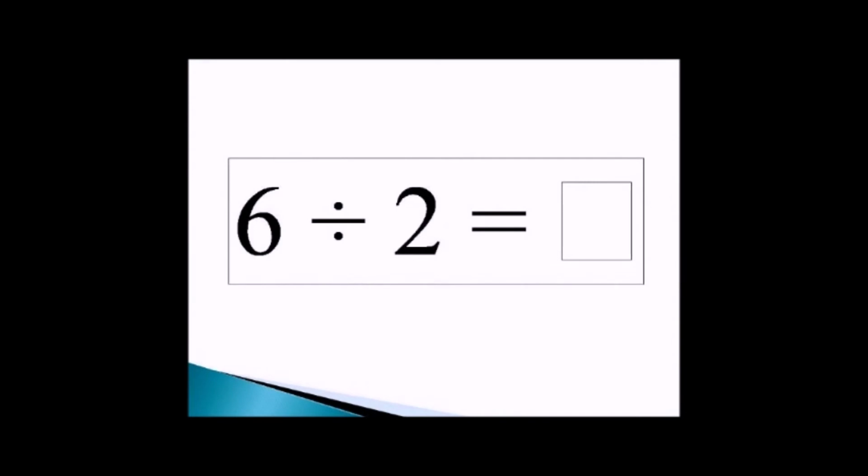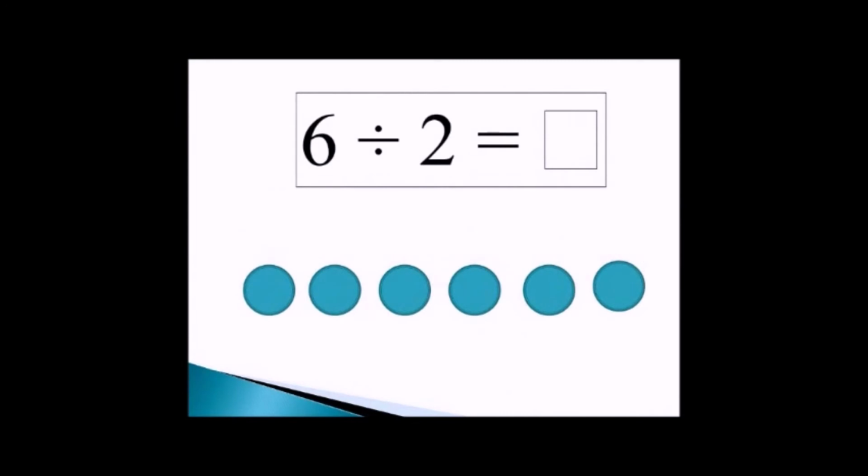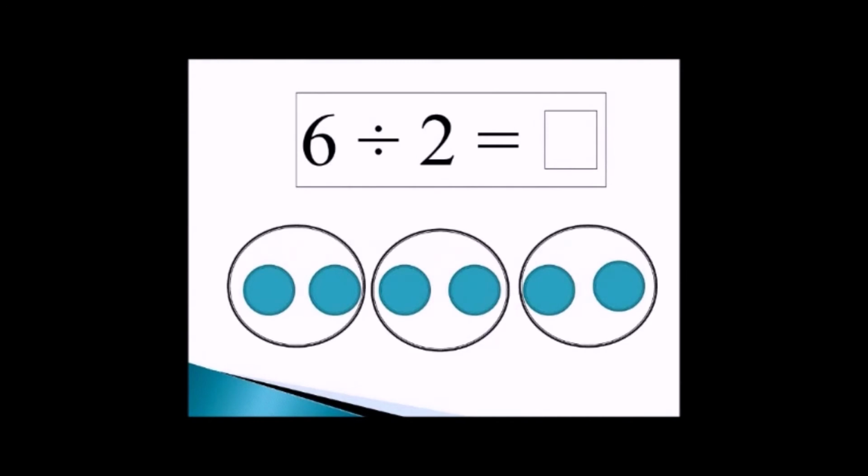Let's look at 6 divided by 2. And this is a typical way to begin after you've done it physically. 6 divided by 2. Let's put 6 circles or 6 sticks, 6 of anything there. And we will do the groupings. This is important. This is what you get kids to really understand. Now they group in twos. Why two? Because it says 6 divided by 2. So you group in twos and see how many groups you will get.